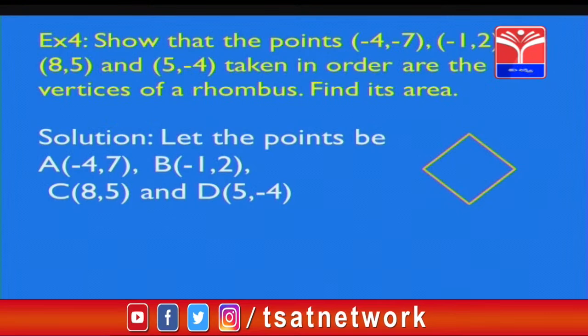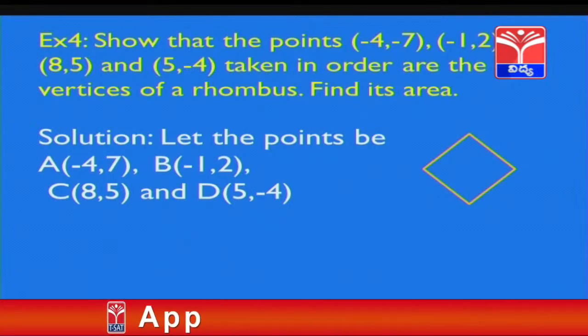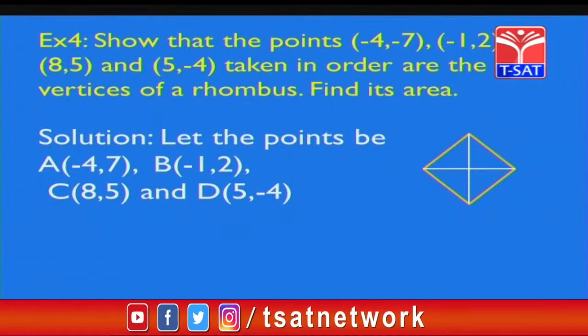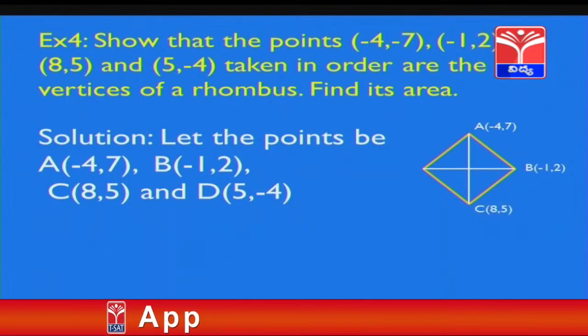Show that the points (-4, -7), (-1, 2), (8, 5) and (5, -4), taken in order, are the vertices of a rhombus. Find its area. So, let the points be A(-4, -7), B(-1, 2), C(8, 5) and D(5, -4). Let us draw the relevant figure to it.